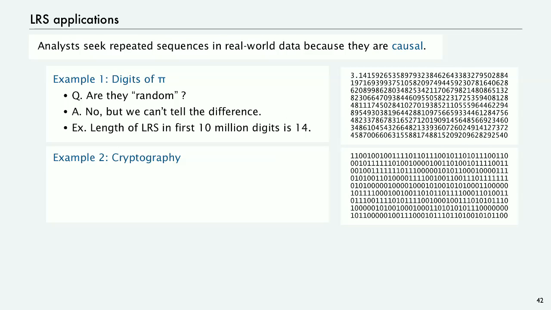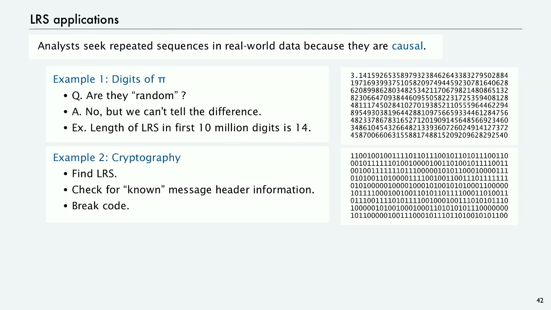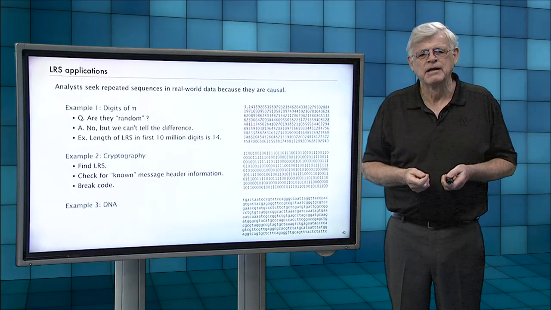Cryptography. Longest repeated subsequence is important. If you have data that's supposed to be encrypted, one thing that cryptanalysts do is find the longest repeated subsequence. And why do they do that? Sometimes the people doing the encryption make a mistake and repeat certain header information. And if you read about cryptography, you can learn about famous examples of this. So you find that repeat, assuming something about the header information, and that's one way in to break a code.